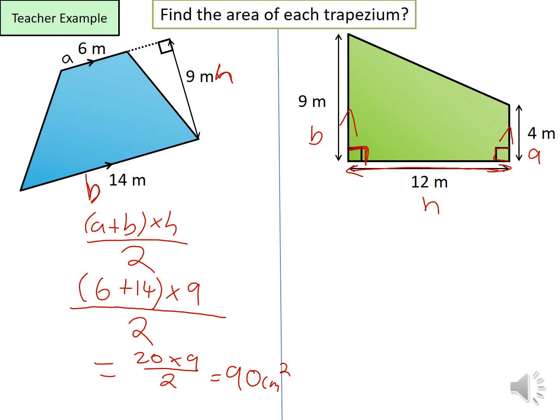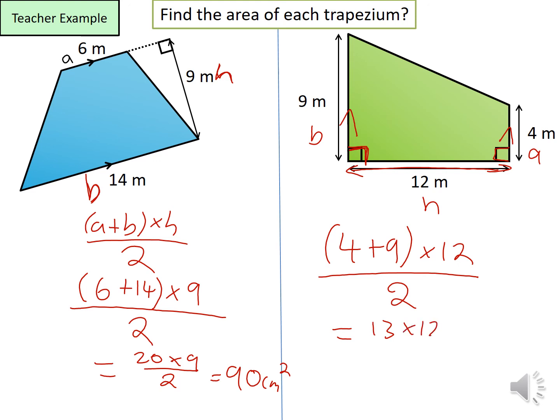Put it into our formula. It's going to be 4 plus 9 times our height, which is 12, divided by 2. If we follow our operations of BIDMAS, 4 plus 9 is 13, times 12 all over 2. And that gives us 78 centimeters squared.